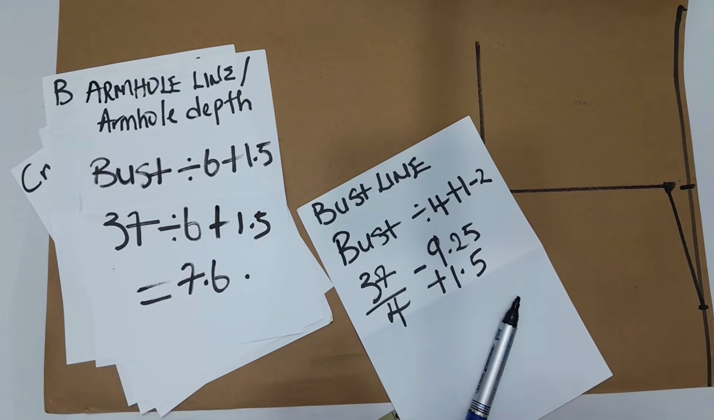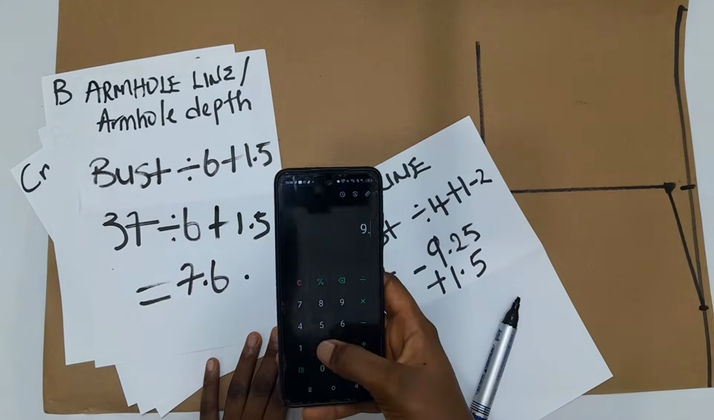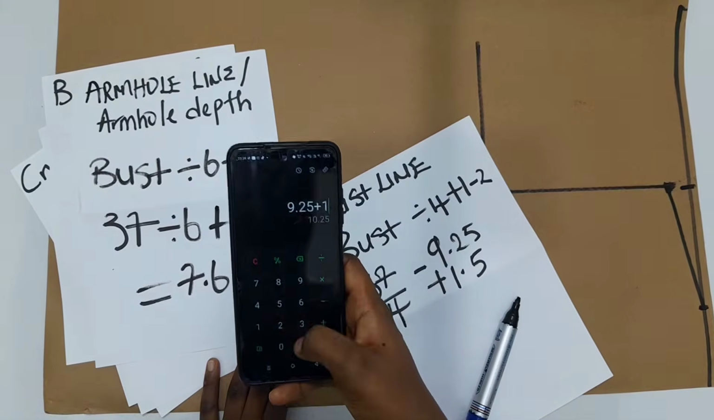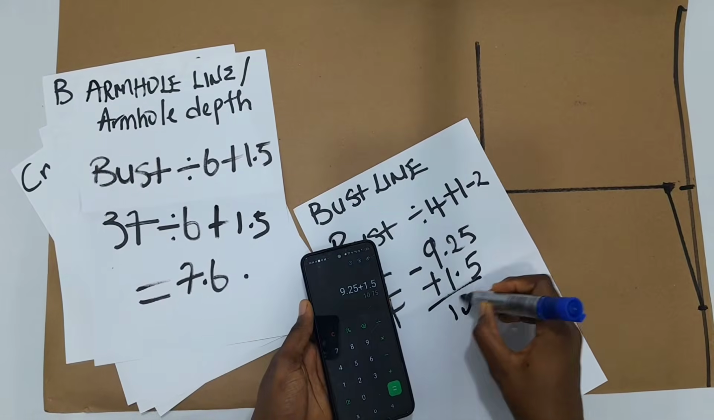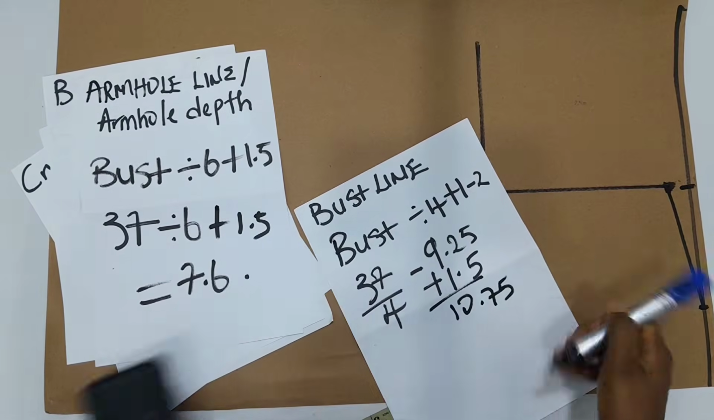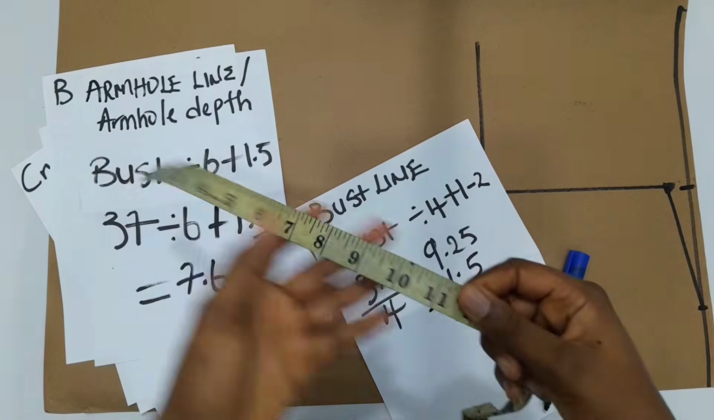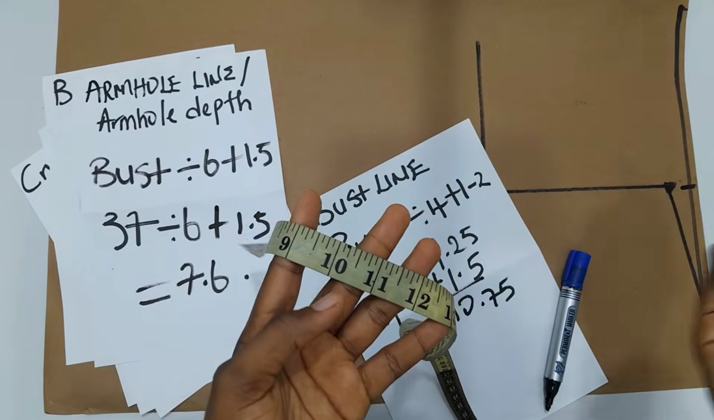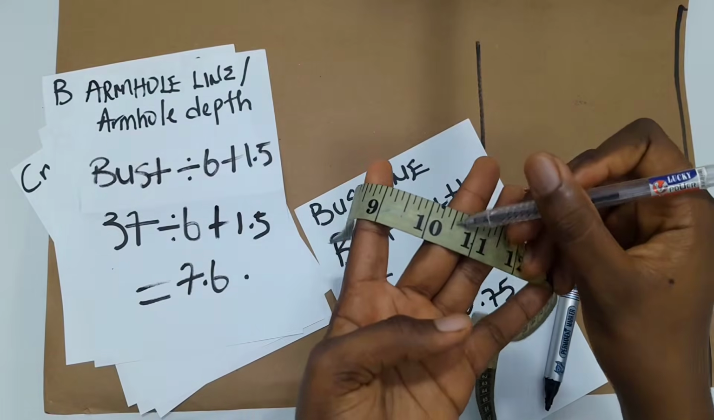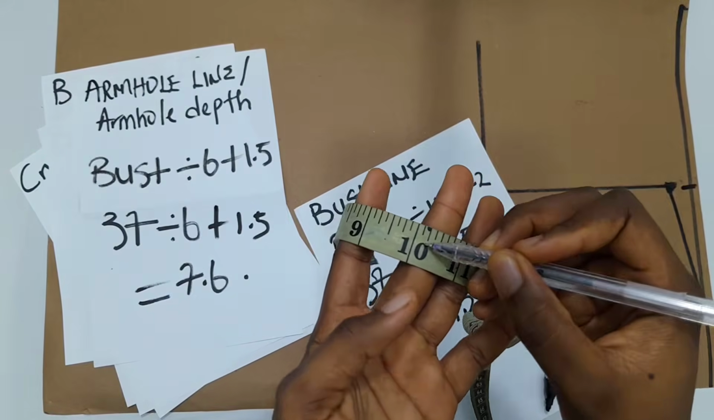So now I'm going to add 9.25 inches plus 1.5, and what I have is about 10.75, which is just about 10.5 1/4. So if you see something like 10.5, it's usually here. You see something like 10.25, it's here.